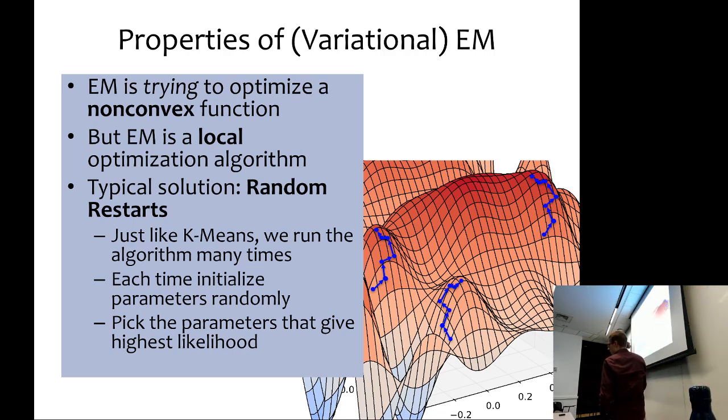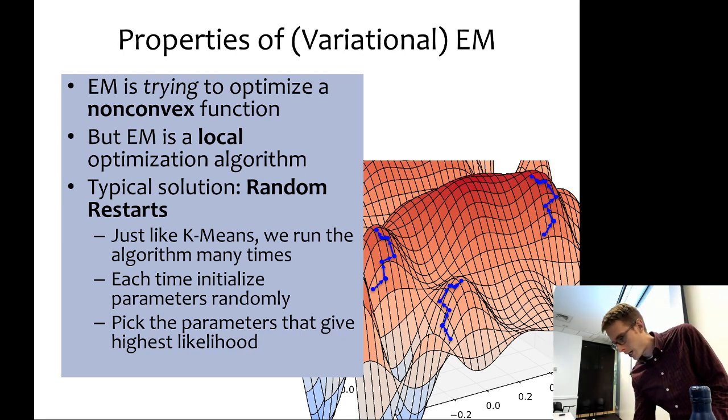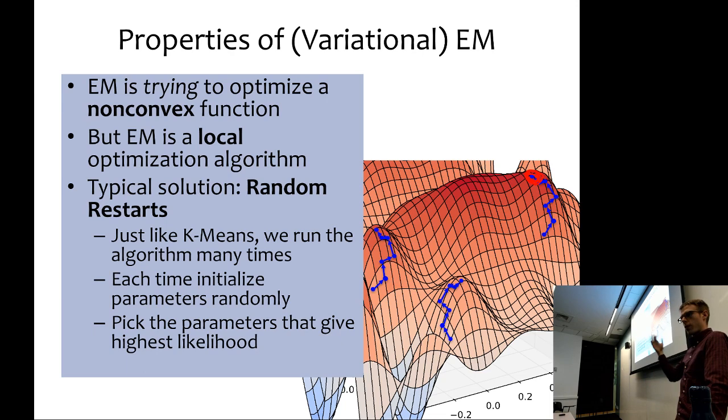Some useful properties of this EM algorithm to keep in mind, which also apply to variational EM, are that EM is trying to optimize a non-convex function, but it's also a local optimization algorithm. So it's really just picking some initial assignment of those cluster centers and then climbing to the most likely configuration, maximizing marginal likelihood. The typical solution to this is to do a bunch of random restarts. Each time you initialize the parameters randomly, and then you pick the parameters that gave you the highest likelihood. If you do a bunch of random restarts and find that these parameters corresponded to the overall highest likelihood, then those are the ones that you usually go with.